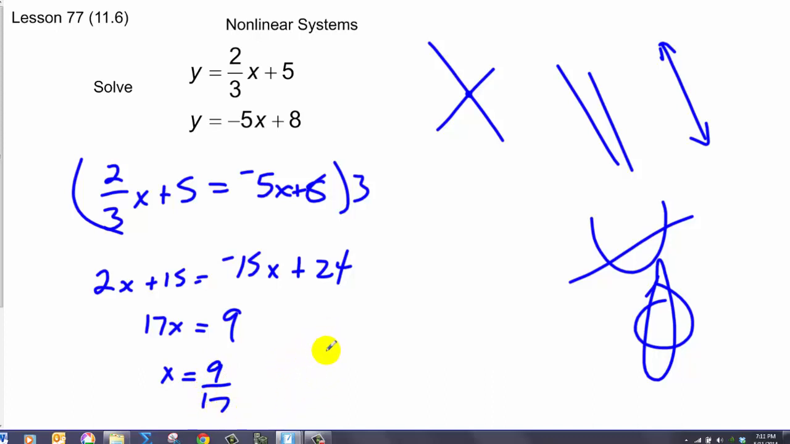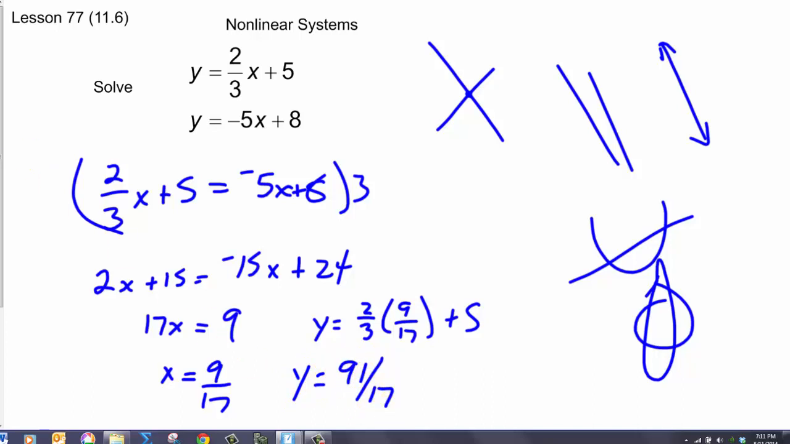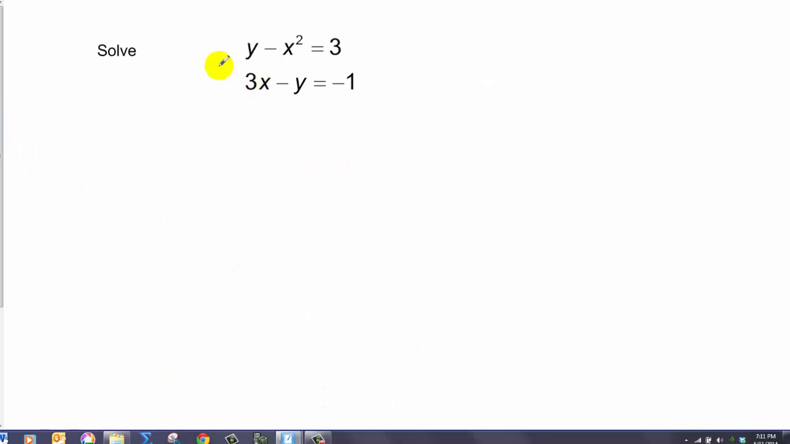Once I know that x is 9 over 17, substitute back in, so y is equal to 2/3 times 9/17 plus 5, and y will equal 91 over 17. Nonlinear systems mean, once again, I'll have something like this where this is a parabola, and this is a linear function. I know the parabola is going to be opening upwards. The linear function will have some kind of positive slope, probably looks something like this. But we confirm that by checking out what our solutions are.